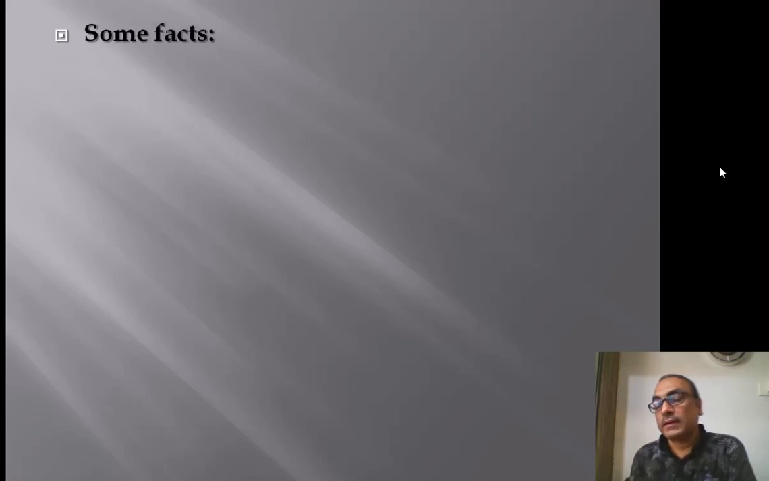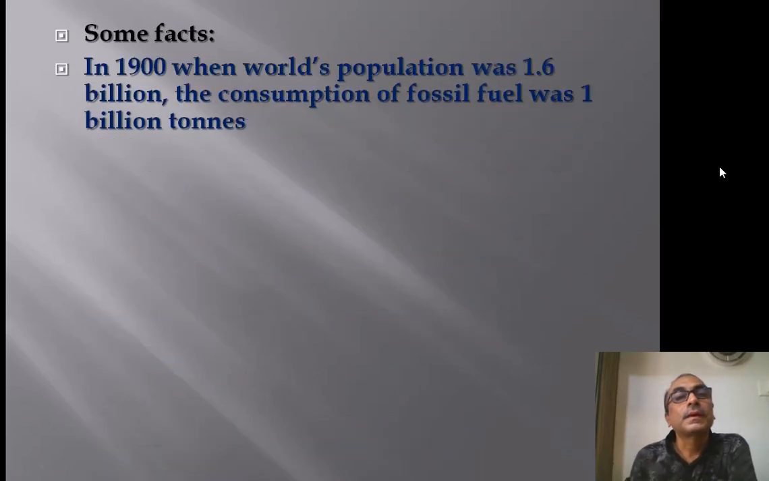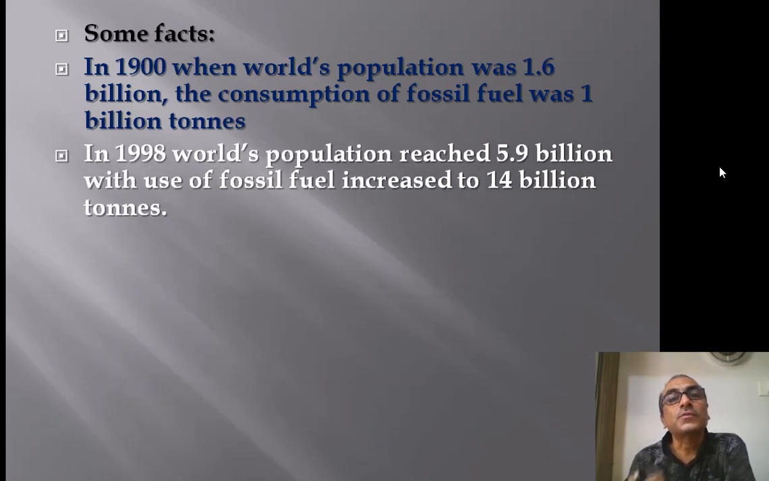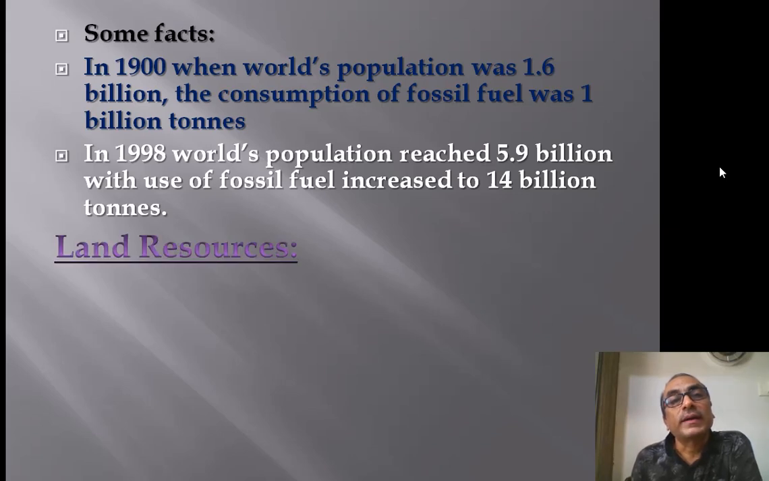Now let us take up some facts about the energy resources. As we see here, in 1900, when the world's population was 1.6 billion, the consumption of fossil fuel was 1 billion tons. But now it has increased a lot. As per the 1998 record, when the human population reached 5.9 billion, the utilization of fossil fuel, petroleum, diesel and all increased to 14 billion tons. That shows how fast we are extracting these non-renewable resources of energy.